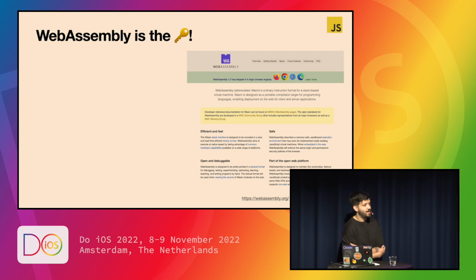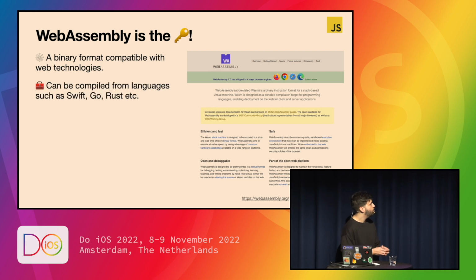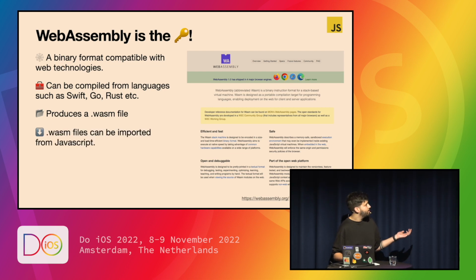WebAssembly is the key. So basically, WebAssembly is a binary format which is compatible with web technologies. It provides a very easy compilation format so that you can go from languages such as Swift, Go, Rust into something that web technologies can understand. It produces a .wasm file, and wasm files can be imported from JavaScript.